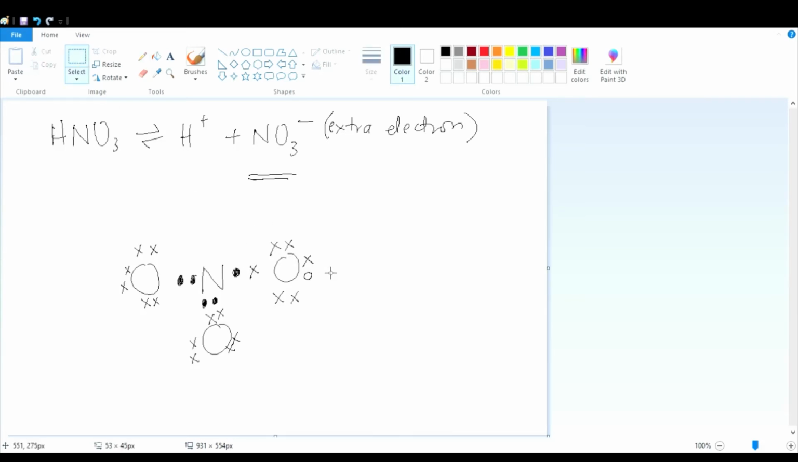Now, what happened is we want to put the H plus now. The H plus will be situated over here. Because this extra electron here is actually coming from the hydrogen atom. So there you go. This is the structure of nitric acid.